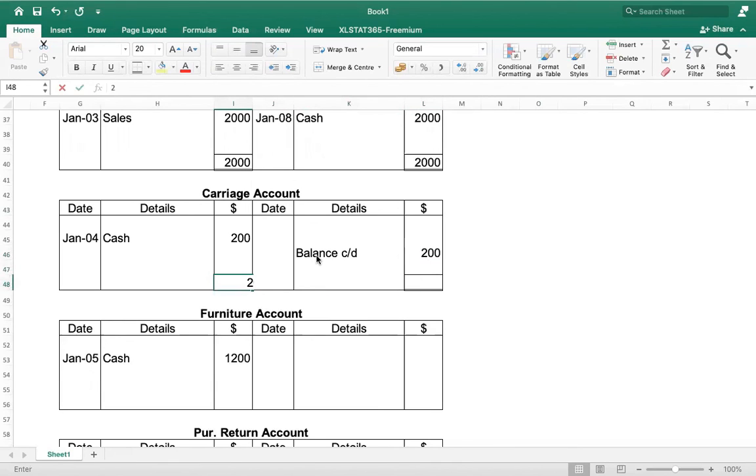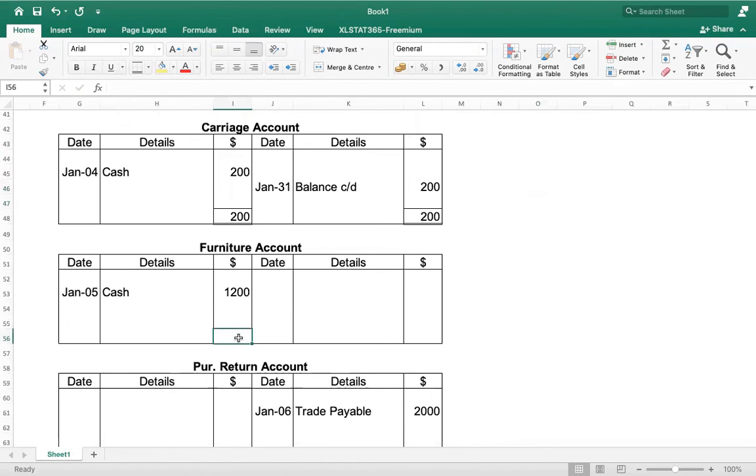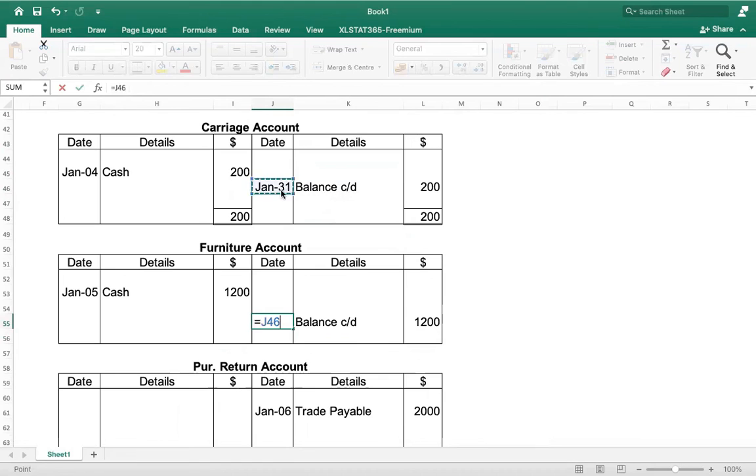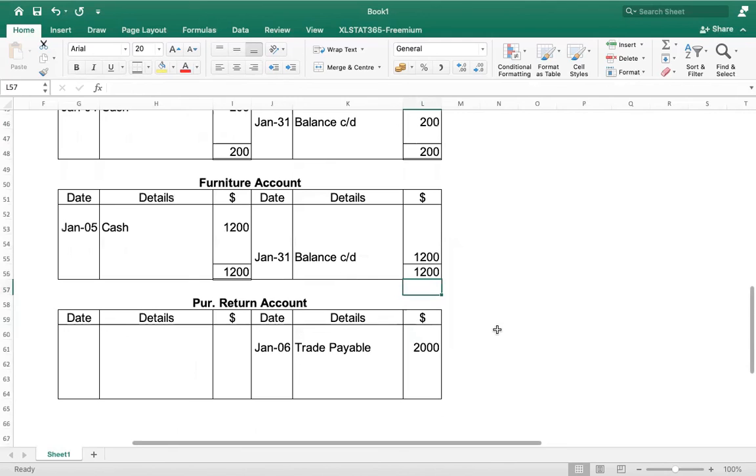While writing the balance in the date column, do we put the date of the end of the month? Yes, the month end. Now furniture, tell me which side, what is the balance? It's a debit balance. I am going to write it on the credit side, 12,000. It will be known as debit balance because the debit side total is more. Here also 12,000. Done?